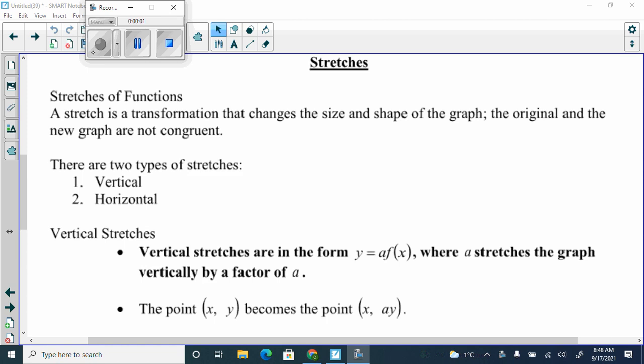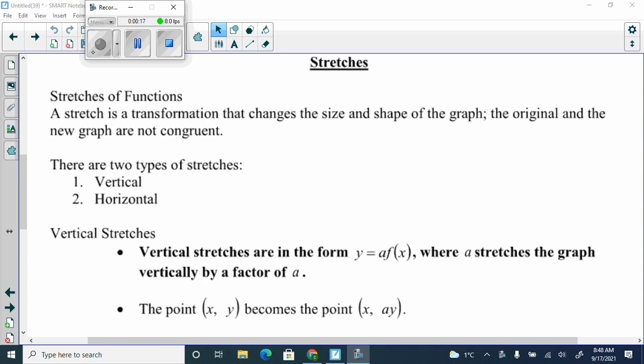So we have stretches of a function. A stretch is a transformation that changes the size and shape of the graph. The original and the new graph are not congruent. So if you have a vertical stretch, it actually pulls the graph upwards. So it often will narrow it, or it'll make it look wider.